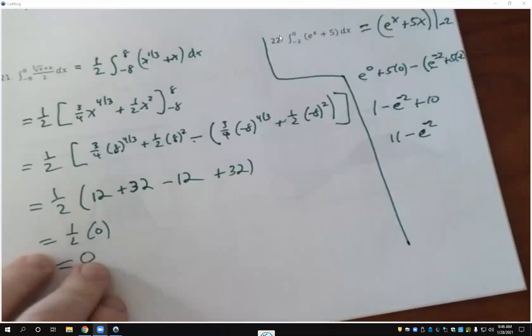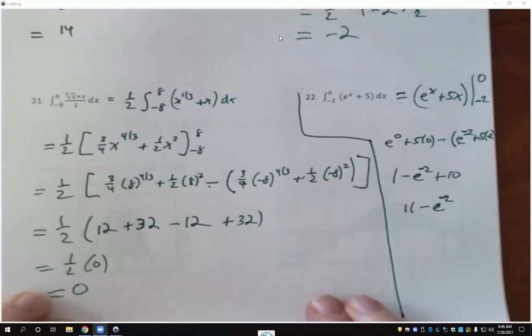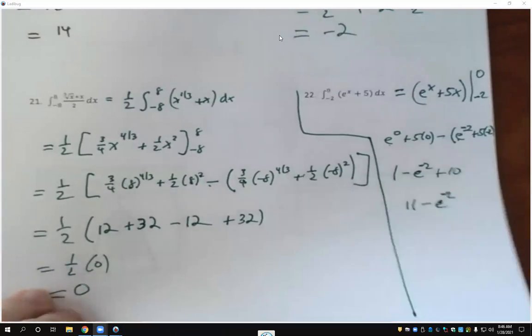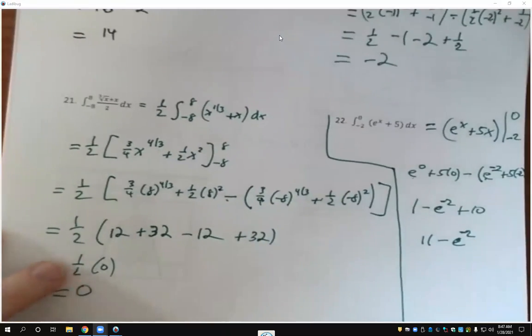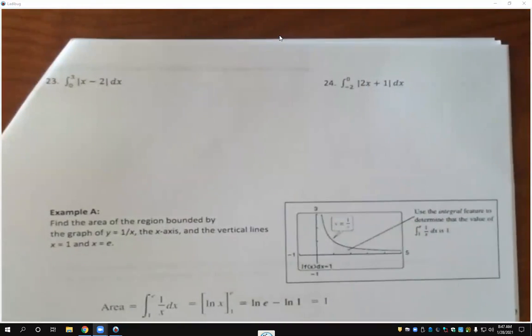All right, questions? Some of you, I know, are going to need to be practicing those antiderivatives, so you need to go back and look at those rules. All right, let's go over to number 23. Do we know the antiderivative of an absolute value function?